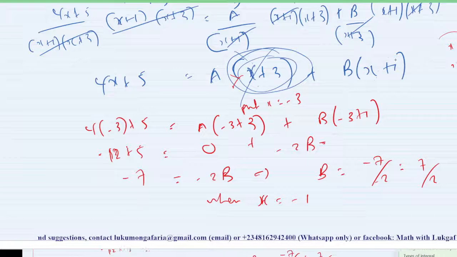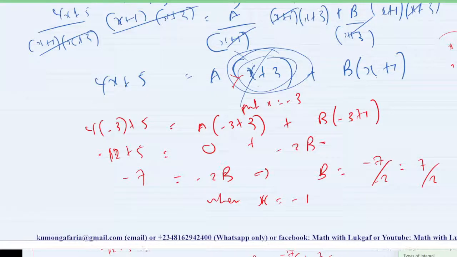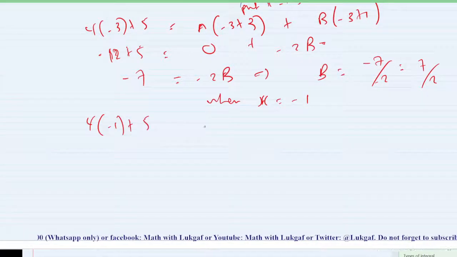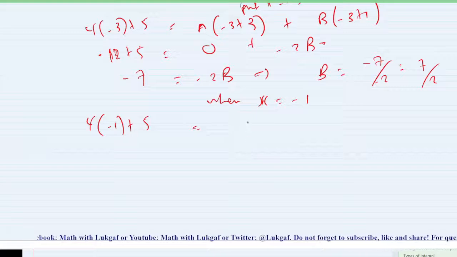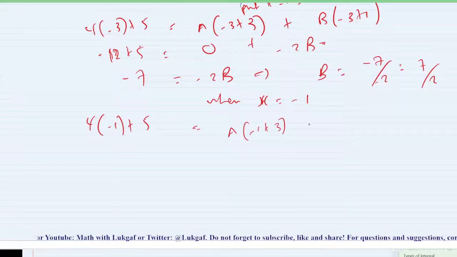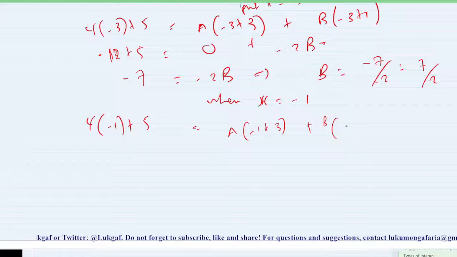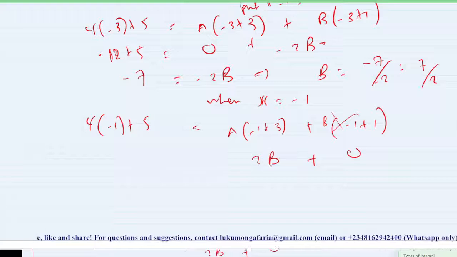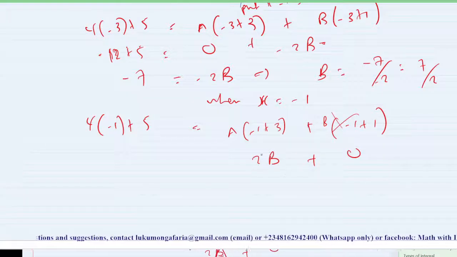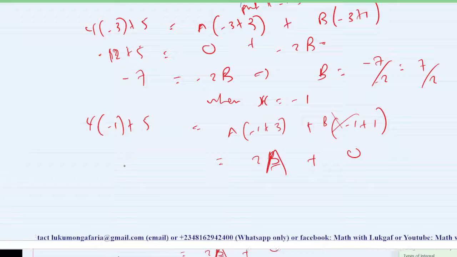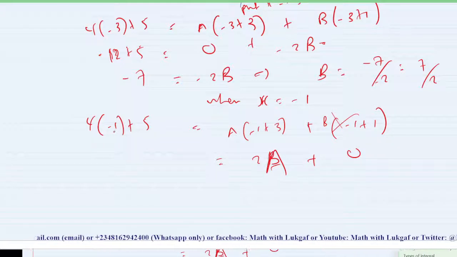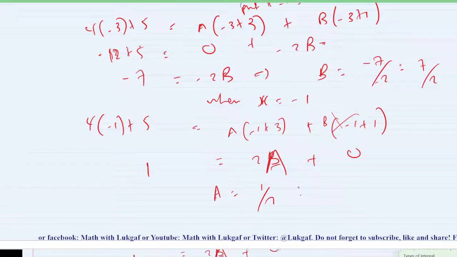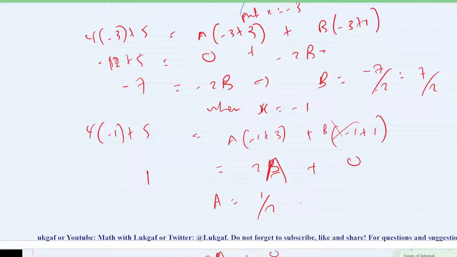Likewise, you can put your s is equal to what? Minus 1 here, because we want to eliminate this guy. So if you put your s to be minus 1, then I'm going to have 4 into minus 1 plus 5 is equal to a into minus 1 plus 3 plus b into minus 1 plus 1. And this one will be 0, right? Then I have 2a here. Then this will give me 4 times minus 1 is minus 4 plus 5, that's 1. Then you have your a to be half.